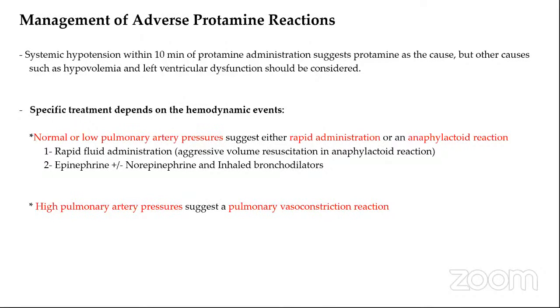I'm going to tell you as an anesthesiologist, I have a very high pulmonary artery pressure. So this suggests that the problem is a pulmonary vasoconstriction reaction. So how are we going to treat acute RV failure with very high pulmonary vascular resistance and very high pulmonary artery pressure? Any volunteers? Nitric oxide.